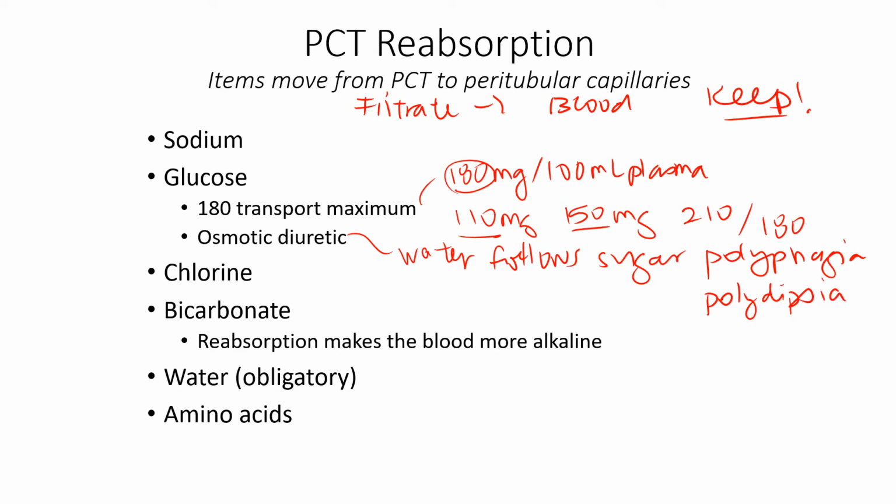All right, chlorines, bicarbs, these two help us to regulate our blood pH levels. We'll talk more about those in a minute. Water is absorbed here, and we call it obligatory water reabsorption because we're going to take it back whether or not we need it. And then amino acids are also reabsorbed here as well.